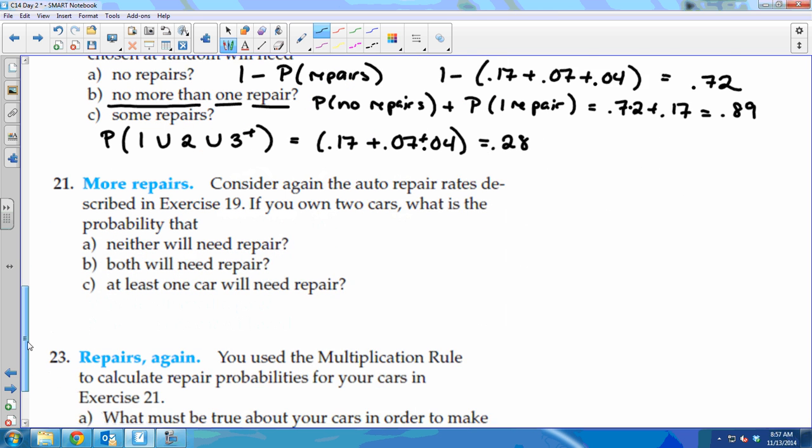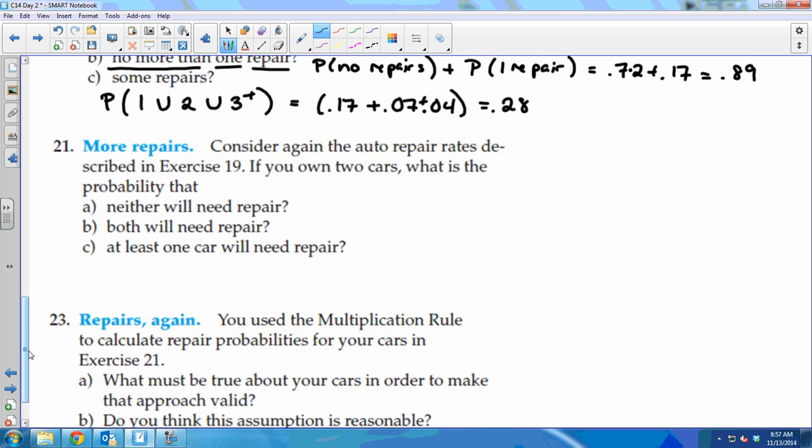All right, and 21. Consider again the auto repair rates described in exercise 19. If you own two cars, so now we have two different cars. If you have two separate cars, can you use the addition rule in these problems? Probably not, right? You're going to have multiplication for both of these independent vehicles.